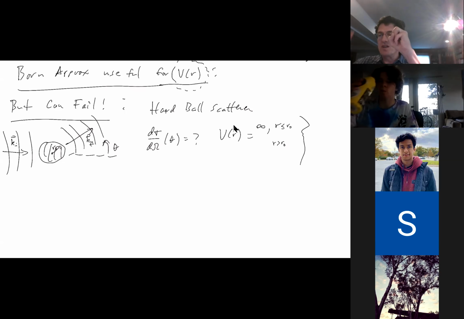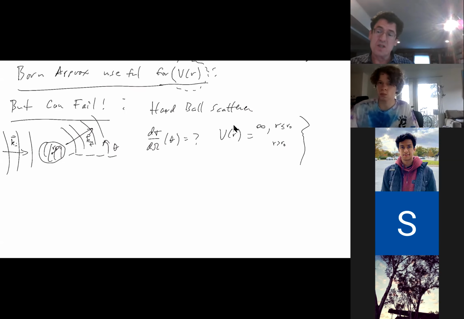It's a hard ball. It's here, and if you're away from the ball, what is the potential? If you're not touching the ball? Zero. Yeah, exactly. It's just like the hard... exactly. It's like a particle in a box, but in reverse. That's right.